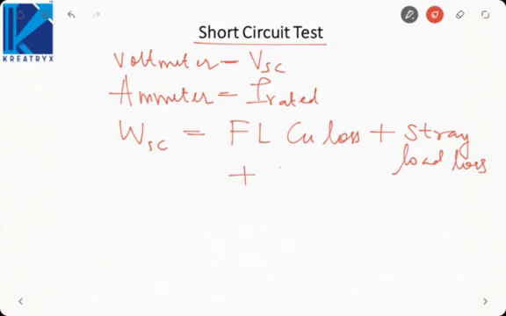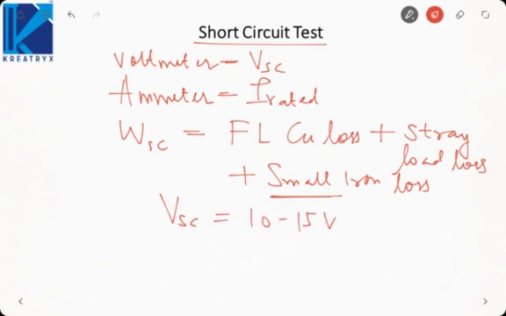And small iron loss. Why is it small? When we short circuit the transformer, the voltage required to flow the rated current is pretty less. The short circuit voltage will be around 10 to 15 volt. Since the voltage is very much reduced, the iron loss will also be very much reduced. That is why I am writing small iron loss. Okay, keep this in mind. The voltage required to flow the rated current under the short circuit condition is pretty low.